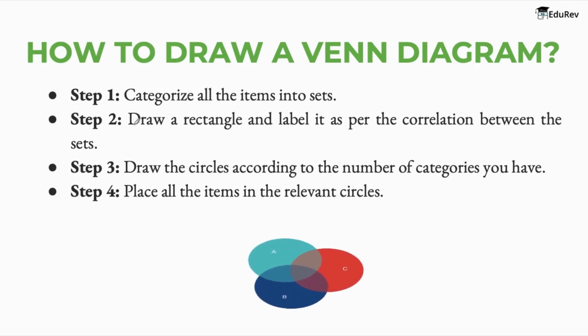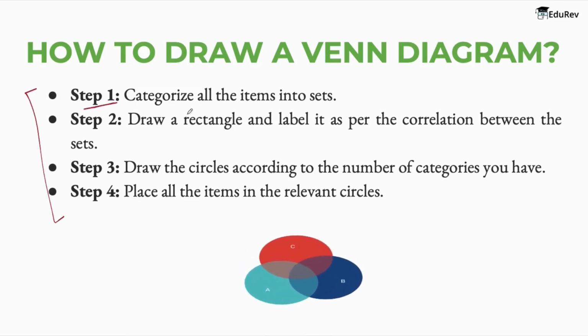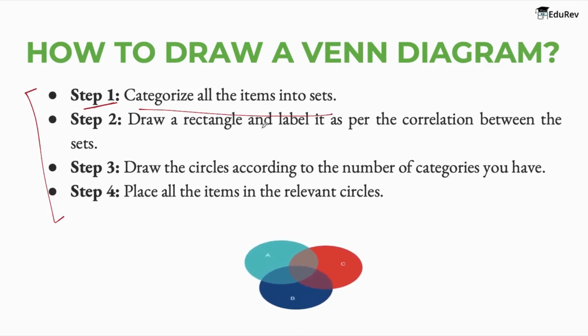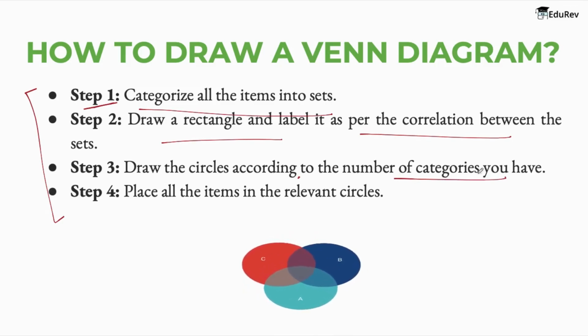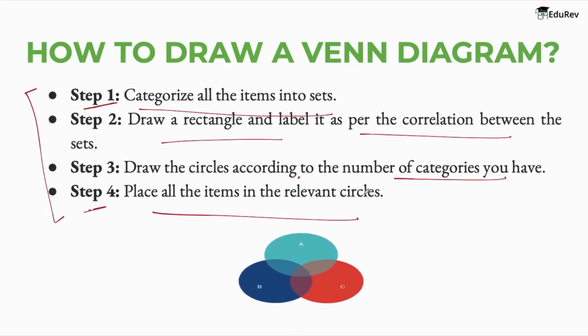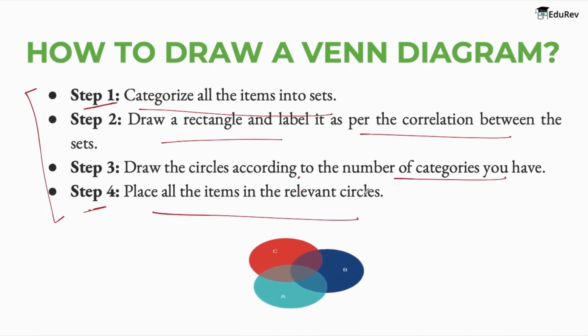The process consists of 4 steps. Step 1 says that we need to categorize all the items in sets. So all the items which are given to us, we need to categorize them into various sets. Second, we need to draw a rectangle and label it as per the correlation under the sets. Third, we need to draw the circles according to the number of categories which we have generated. And number 4, we need to place all the items in the relevant circles. So this is basically what they are talking about.